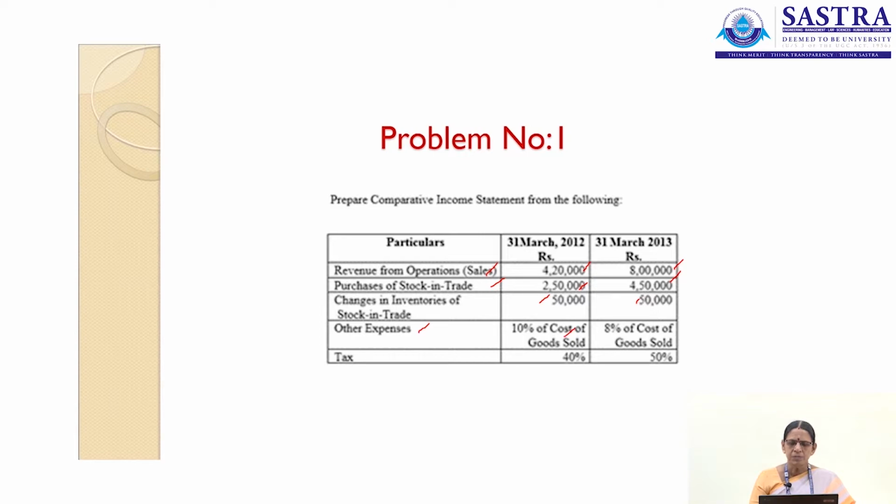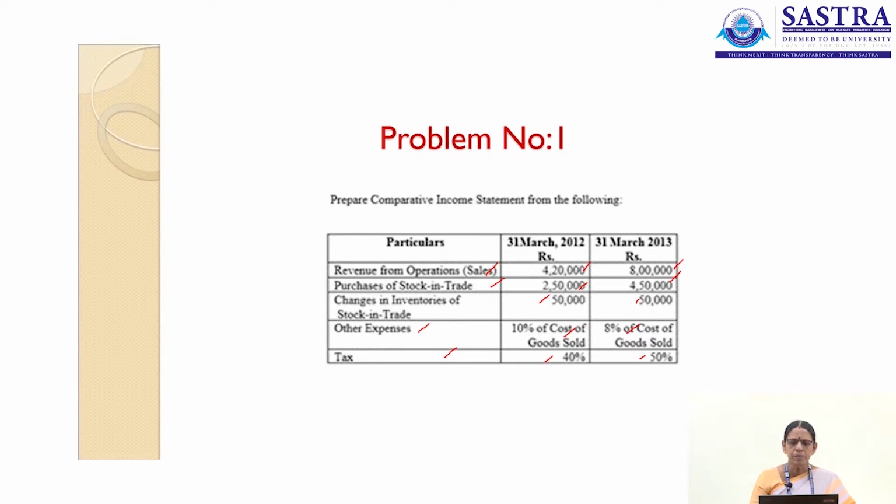Now, this other expenses 10% on cost of goods sold should be calculated on purchases plus changes in the inventories of stock in trade. That is 2,50,000 plus 50,000 will get 3 lakh rupees into 10%, that will be the other expenses for this year 2012. Then for 2013, 4,50,000 plus 50,000, 5 lakhs into 8%, that will be for 2013.